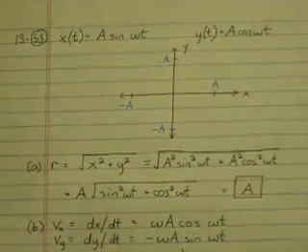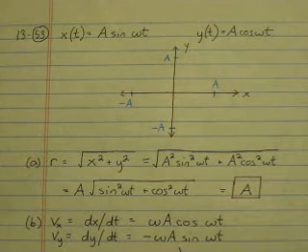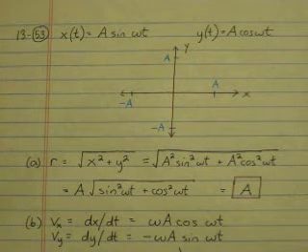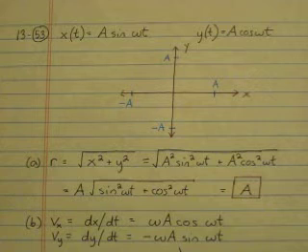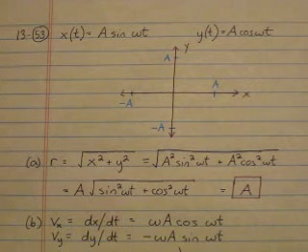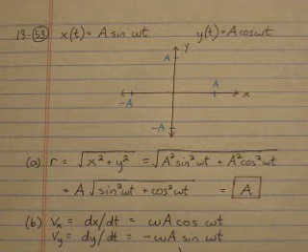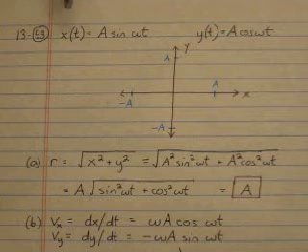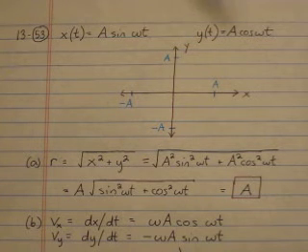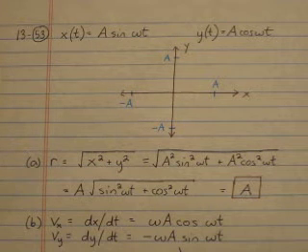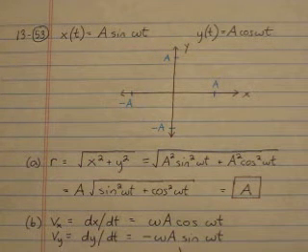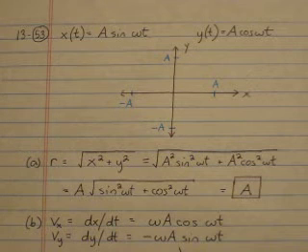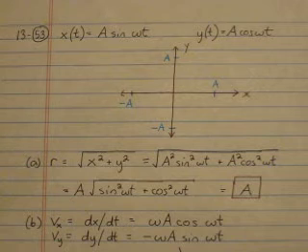Number 53. An object undergoes simple harmonic motion in 2 perpendicular directions. And there's the function. I've broken it down into scalars so we can just work with the x and y separately. A sine omega t in the x direction, a cosine omega t in the y direction. Show that the object remains a fixed distance from the origin and find that distance.